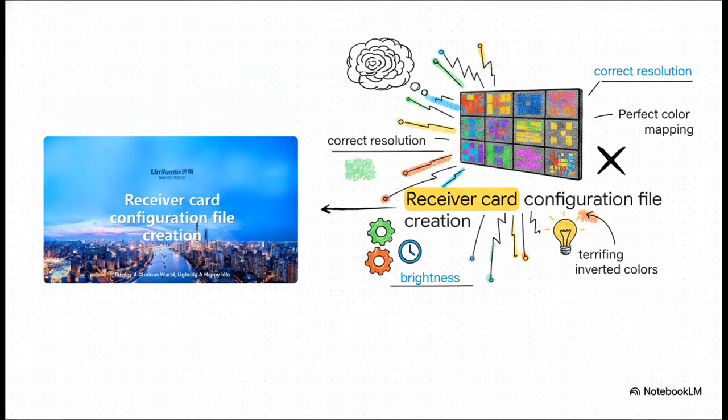When you're creating a receiver card configuration file, you're basically giving this brain its operating instructions. A proper configuration ensures the correct resolution, perfect color mapping, the right refresh rate, and optimal brightness. Without it, or if the wrong file is loaded, the hardware literally doesn't know how to map the pixels. And that is exactly how you end up with those terrifying inverted colors.